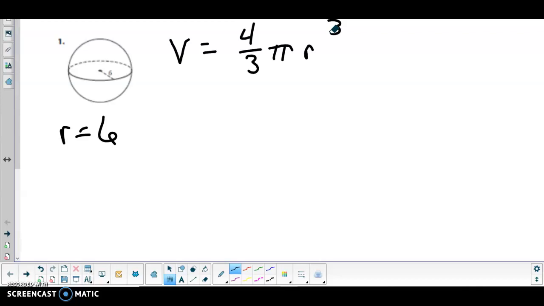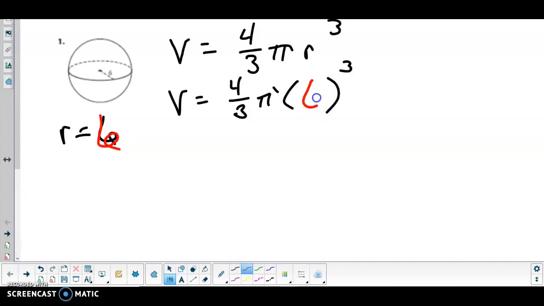So solving this, we're going to have that the volume is going to be equal to 4/3 pi, and then we're going to substitute this 6 in for the radius. So that's going to be 4/3 times pi times 216. Now you can do this a couple of different ways. I would suggest just multiplying it straight across. So we're going to have 4 times pi, which is 3.14, times 216.